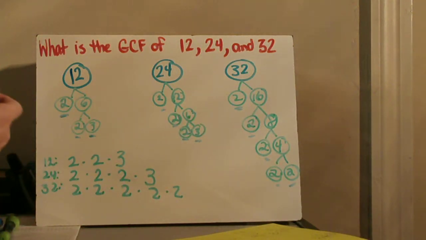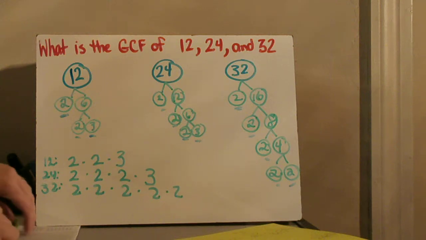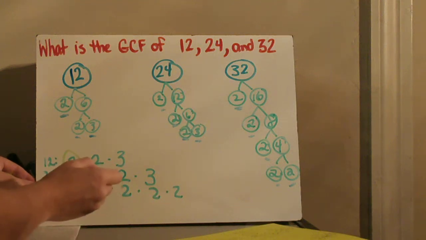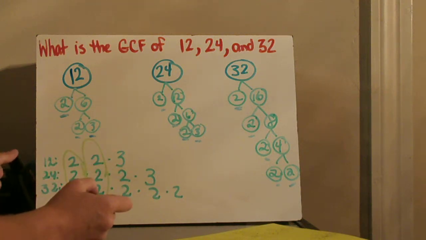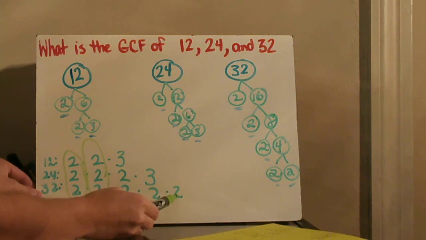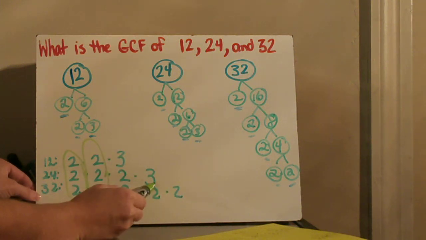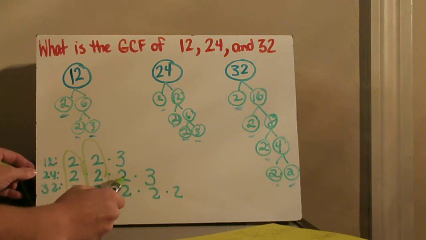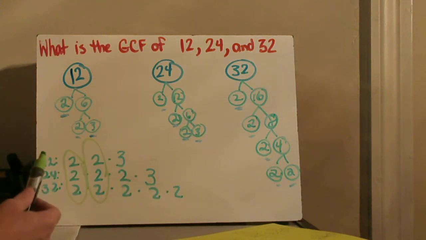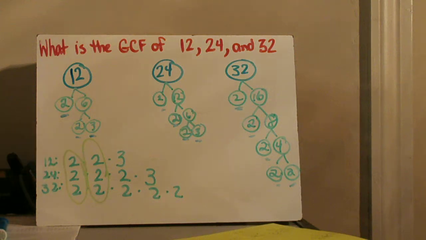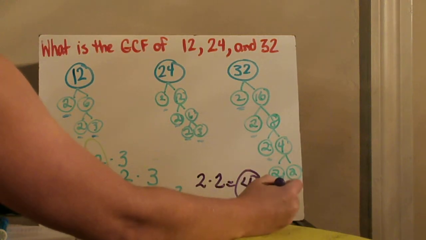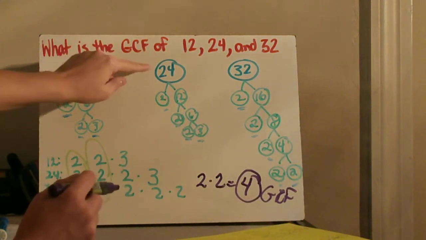Okay, and so now we want to compare and find our common primes. They have this row of 2's in common, and they have this row of 2's in common. And they don't have anything else in common. Although I have a 3 in the 12 row and a 3 in the 24 row, I do not have one in the 32 row. So they do not share the prime number 3 in common. And here, we don't have any more 2's in the 12 row, so there's no more prime 2's that we have in common. So we just have the 2 times the 2. So I say 2 times 2 is 4, and 4 is the greatest common factor of 12, 24, and 32.